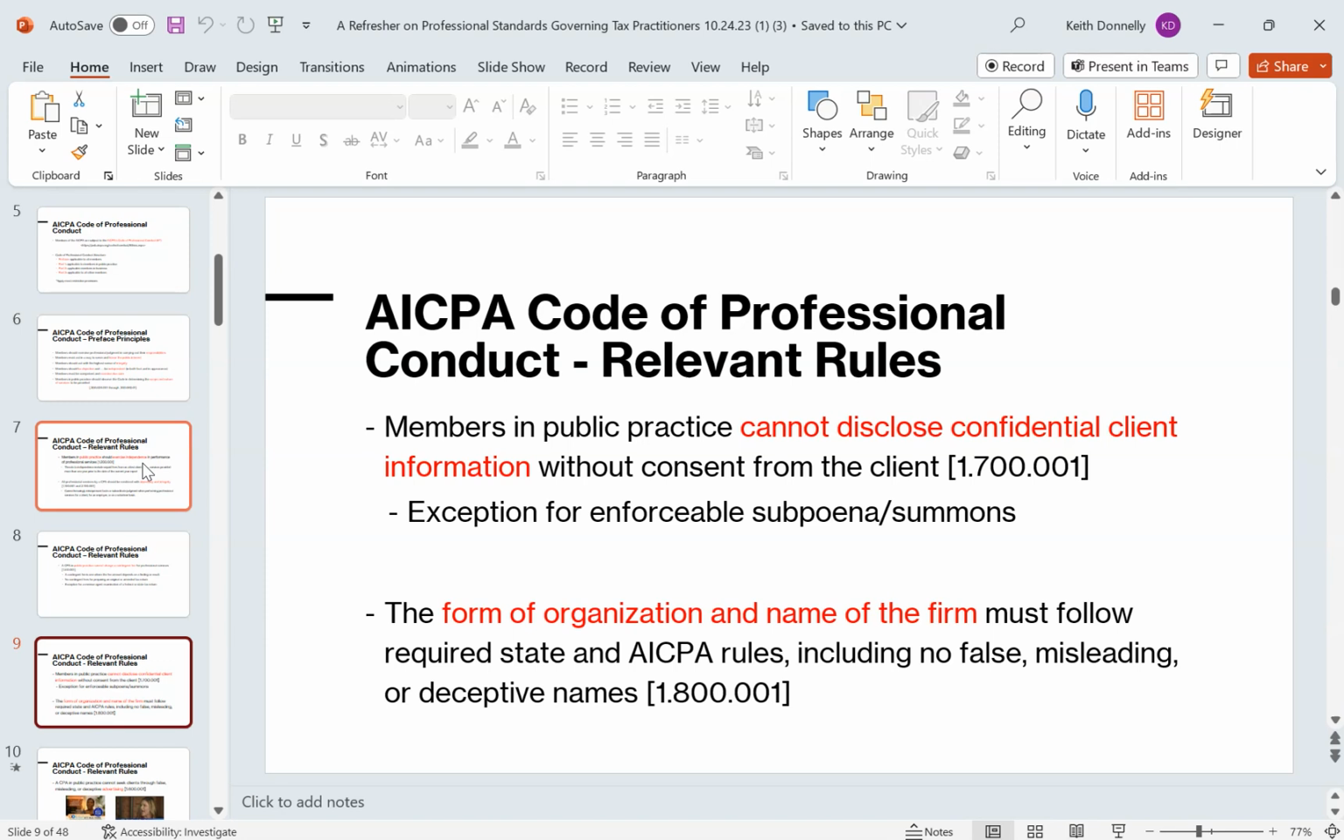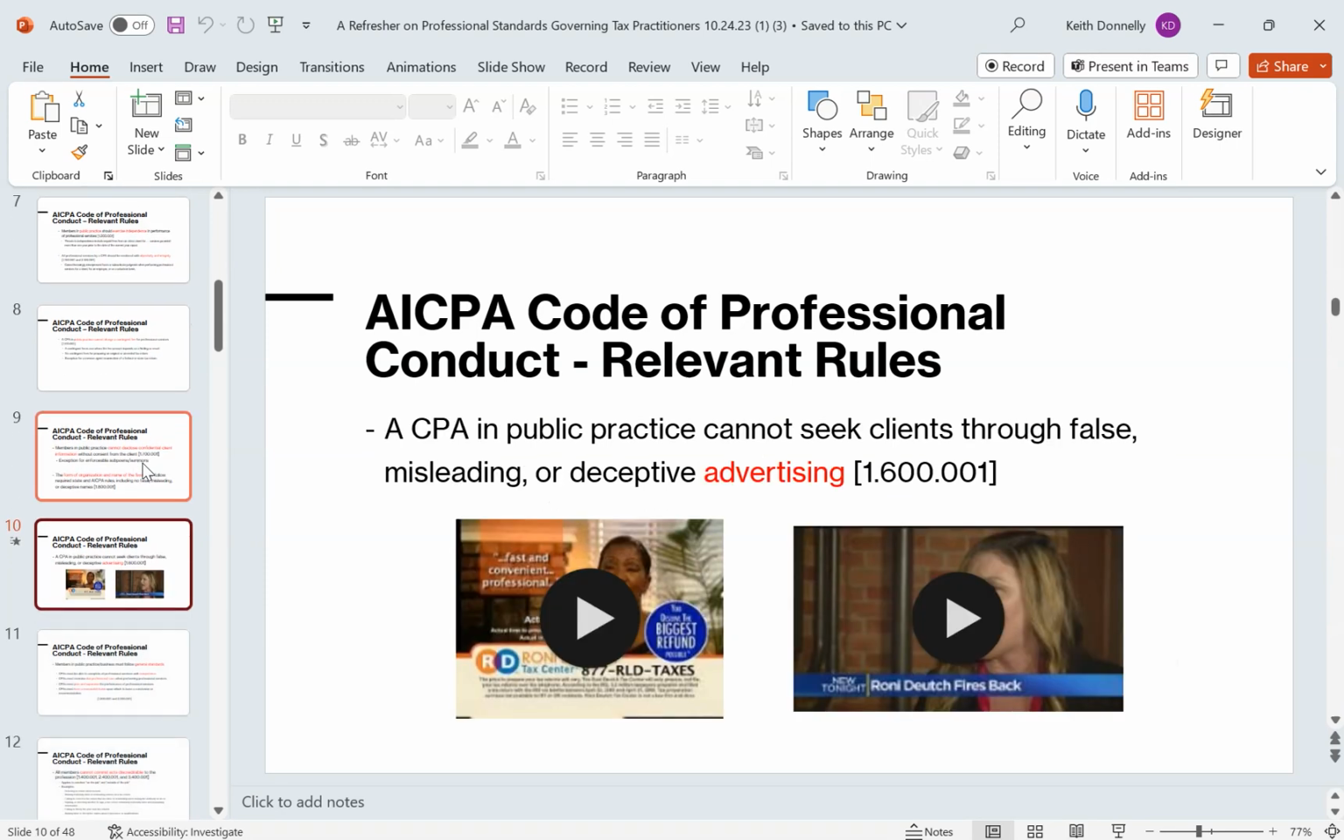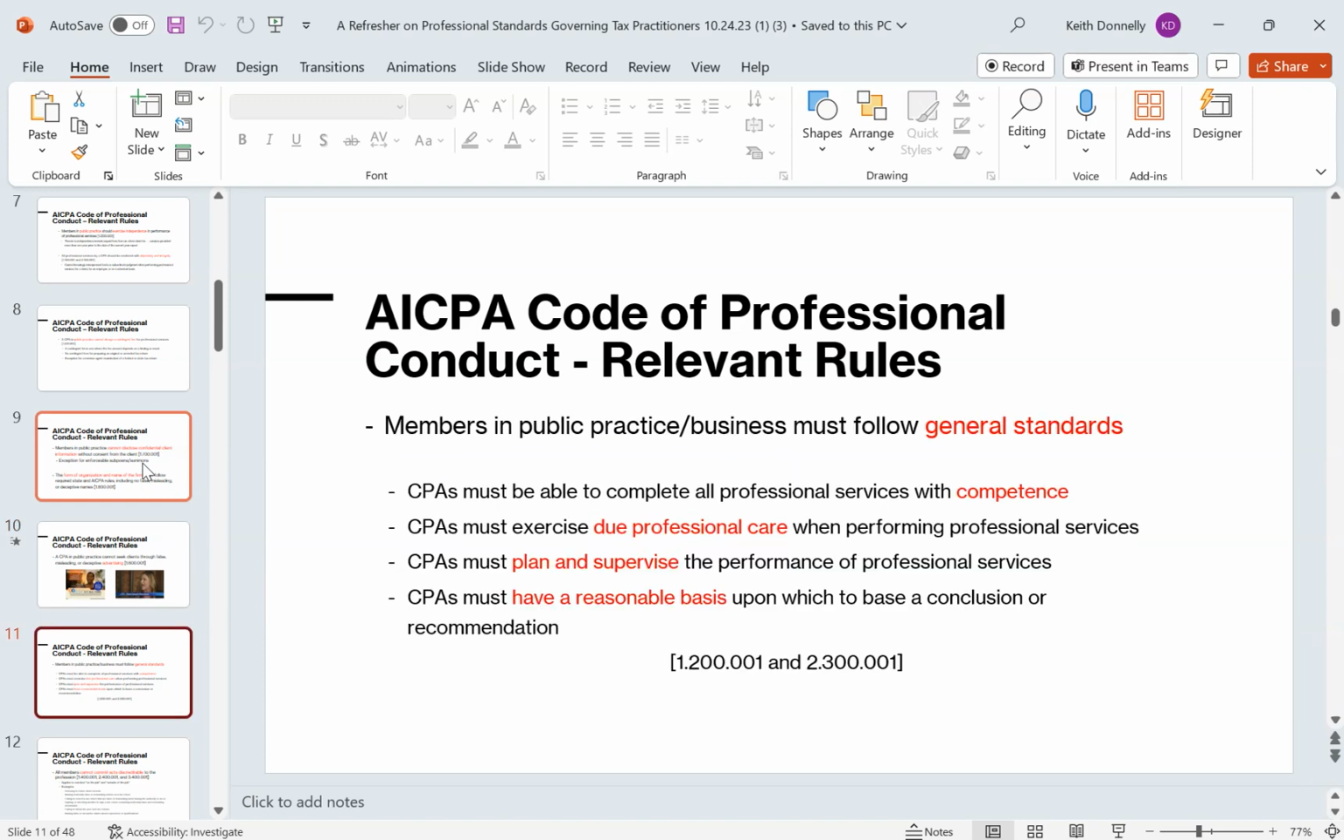The next thing here, form of organization and name of the firm. So if you have somebody in the title of your firm, like Jones and Smith, and there was never a Jones associated with the firm, who is this person? Well, in that case, that would be a misleading name. Likewise, you have to have reasonable and fair advertising. That is to say, it can't be misleading or deceptive. So you can look at this video here with this Ronnie Deutsch, for a situation where they got in trouble, and look at the outcome of what ultimately happened.